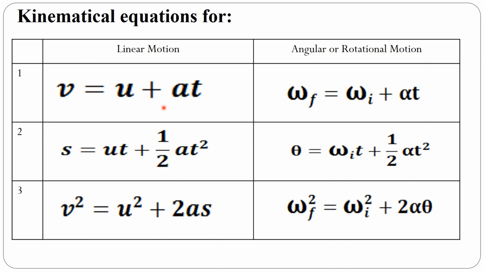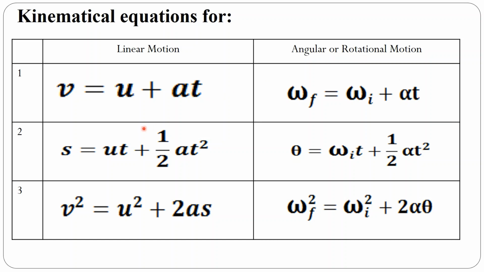So let's see the first equation. In linear motion, v is equal to u plus at, that is, final linear velocity is equal to initial linear velocity plus linear acceleration into time. Similarly, in rotational motion, final angular velocity is equal to initial angular velocity plus angular acceleration into time. Have you cleared the first equation? That is v equals u plus at in linear motion, and omega f equals omega i plus alpha t in angular or rotational motion.